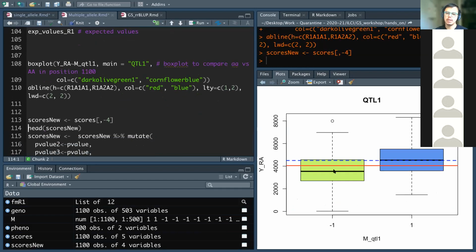And here, for example, it's the effect of the major QTL that we have, for the line that is homozygous for the recessive allele and the line that is homozygous for the dominant allele. And this blue and red line is the difference between the means of the population with both genotypes.